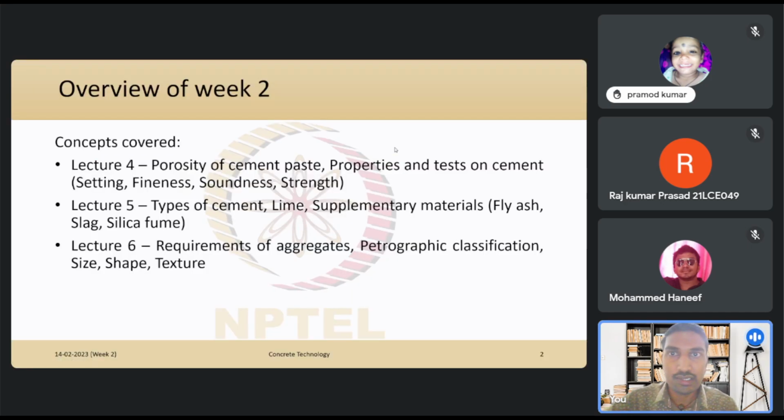First, we'll start with an overview of the lectures covered in week 2. Again, we had 3 lectures in week 2. In the first lecture of this week, which is the 4th overall, we continued with the porosity of cement paste. This was discussed in week 1 as well, but continued in week 2. We looked at how to calculate the porosity of cement paste, and where the porosity comes from.